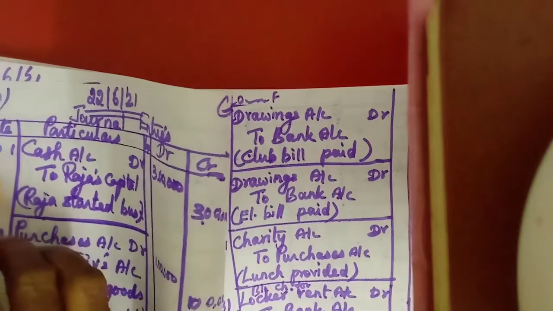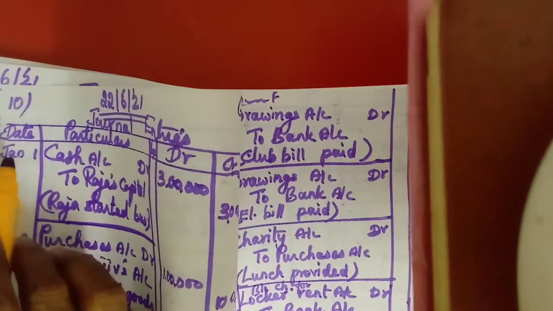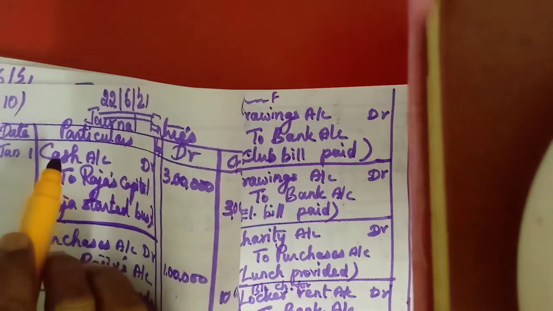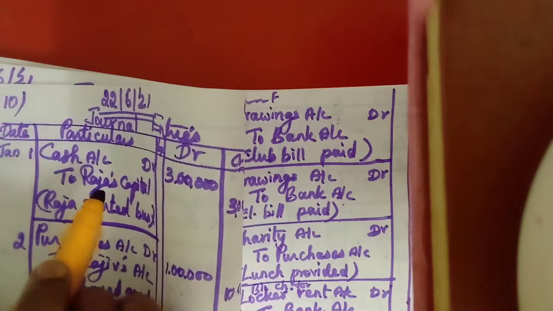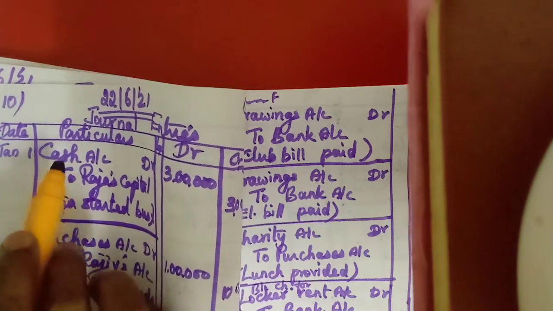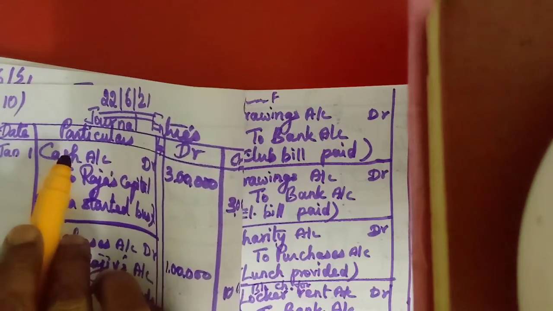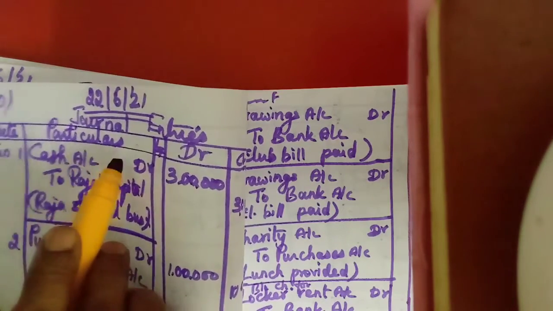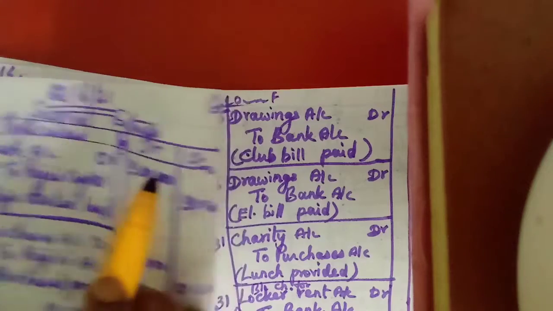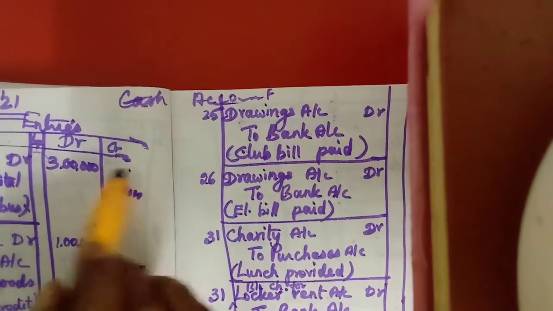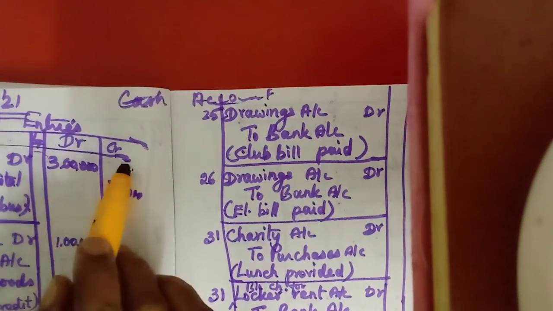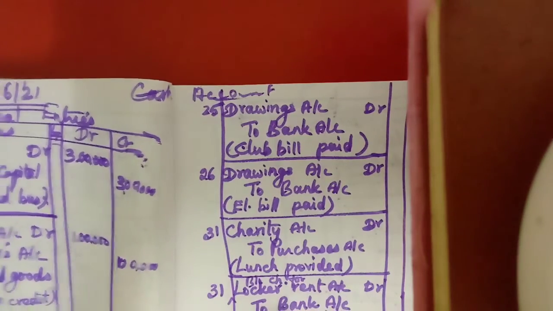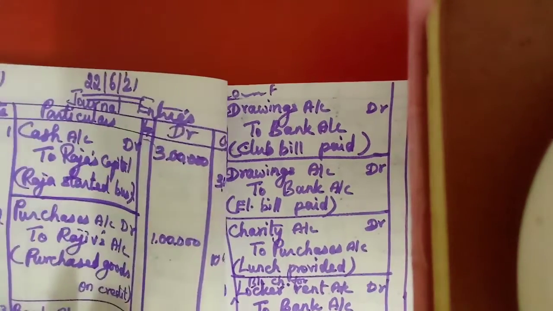There is also a date column, where we write year, month, date. Then here we should write "To Raja's capital account". The cash account name is written at the top, so here we write "To Raja's capital". Then the 3 lakh is written in the amount column, the outer column. That is called posting. The debit item we have posted.